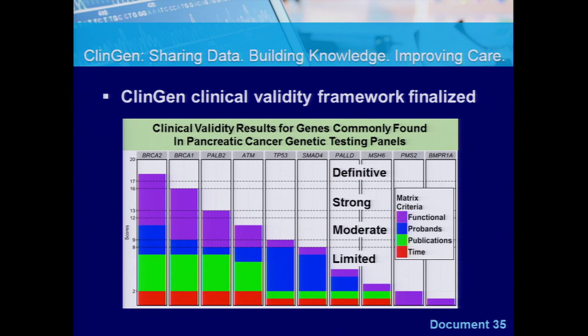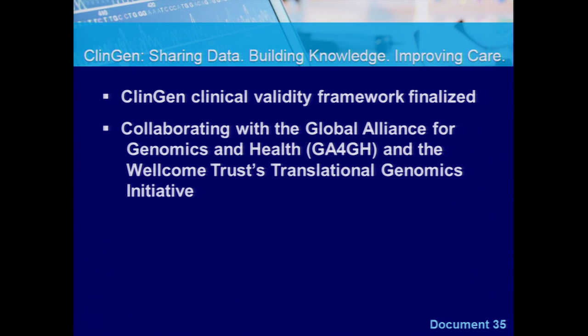For example, the ClinGen Hereditary Cancer Working Group used this framework and found that 50% of genes in common clinical testing panels for pancreatic cancer demonstrate only limited evidence for association with the disease. Two collaborative activities to note are that ClinGen is establishing a relationship with the Global Alliance for Genomics and Health, or GA4GH, to align our efforts in somatic cancer variation. And second, we participated in a productive meeting with the Wellcome Trust last week as they just launched the Translational Genomics Initiative, a project with many points of synergy with ClinGen.